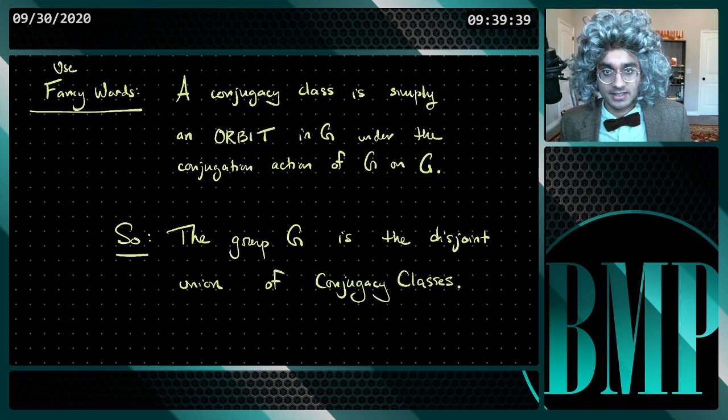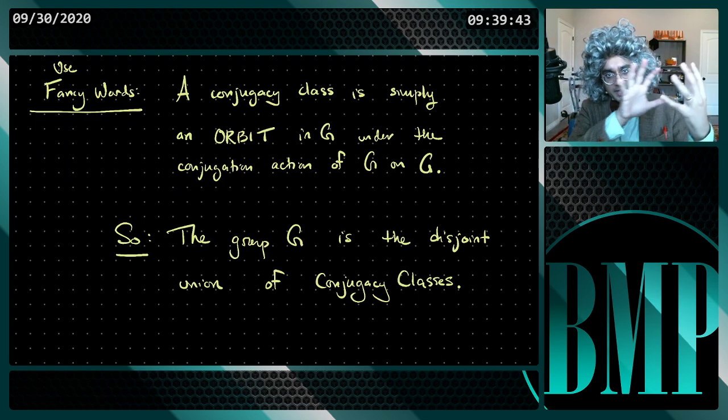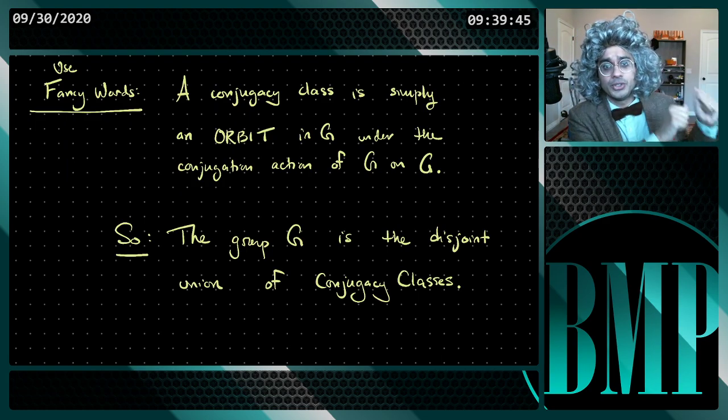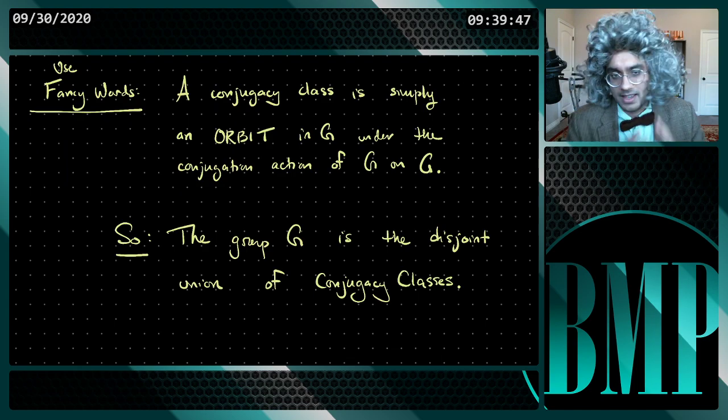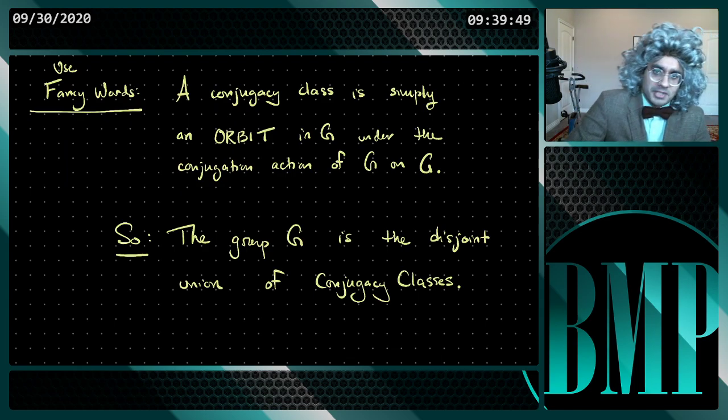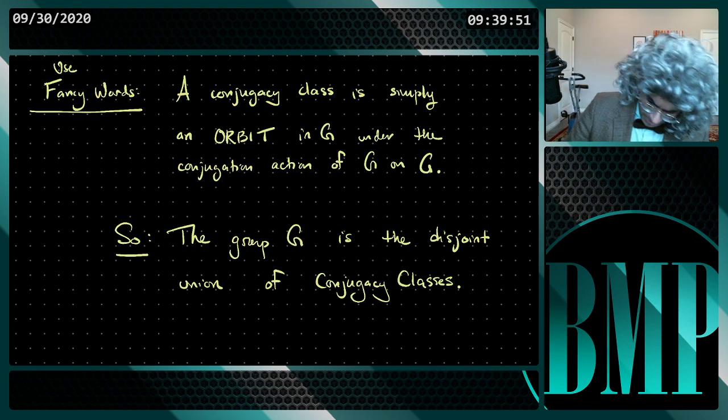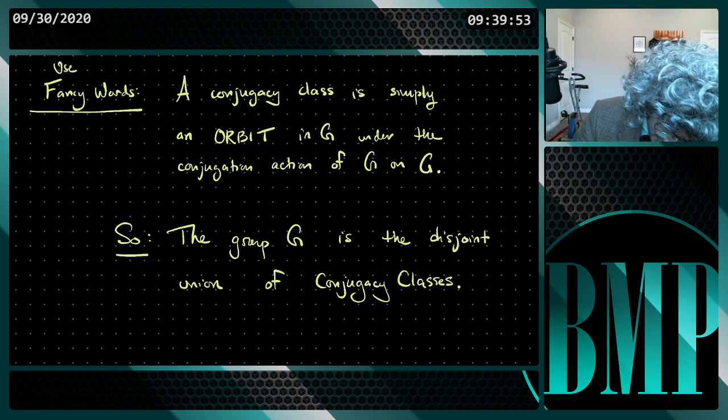Whenever you have a set on which a group acts, the set decomposes into a disjoint union of the orbits. Same with this specific context. So these are just simple observations. Just, of course.